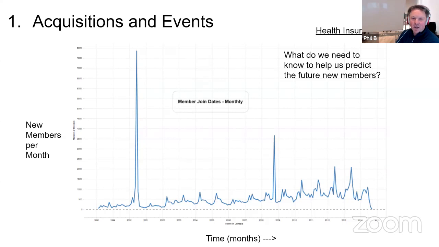So, acquisitions. I titled this first one acquisitions and events. What we're looking at here is a health insurance company, and time is on the x-axis, so we've got time in months, and on the y-axis, we're looking at how many new members we got in any particular month. This is real data.